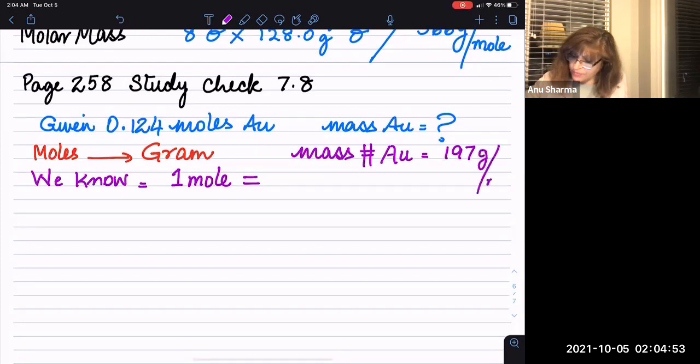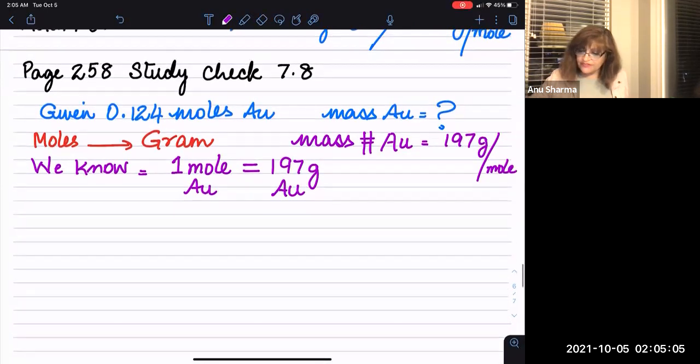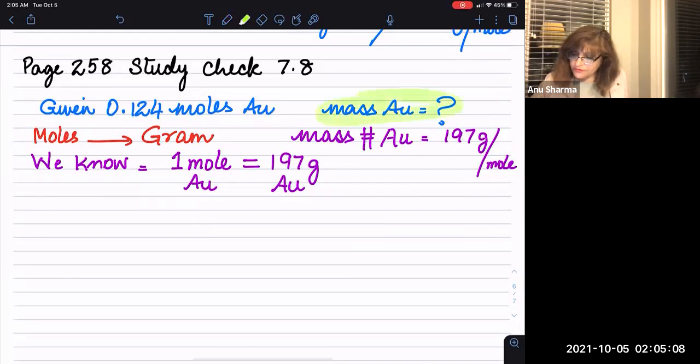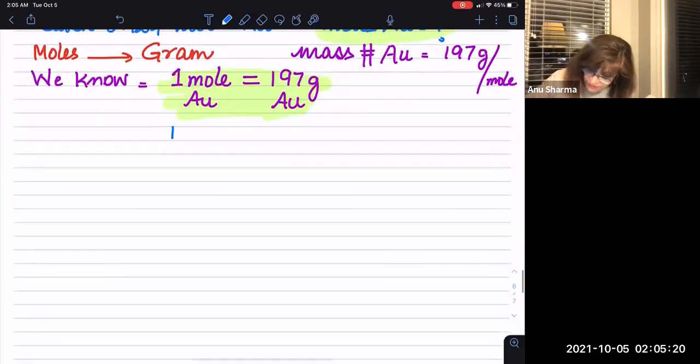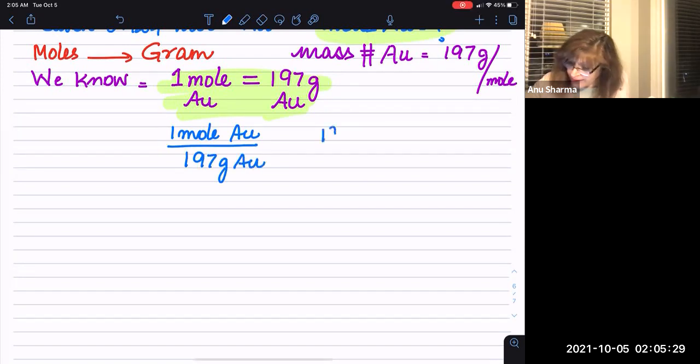197 grams per mole. So 1 mole of gold is equal to 197 grams of gold. This means that if you need the mass of gold, the conversion factor that puts the mass of gold on top is the one you will be taking. So the two conversion factors are 1 mole of gold over 197 grams of gold, or 197 grams of gold over 1 mole of gold.